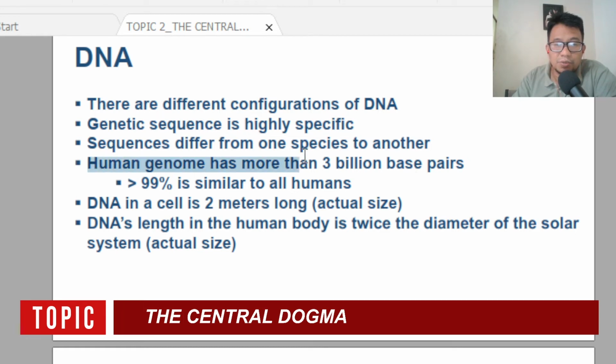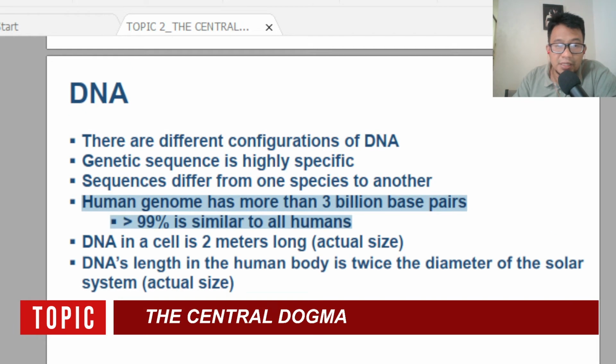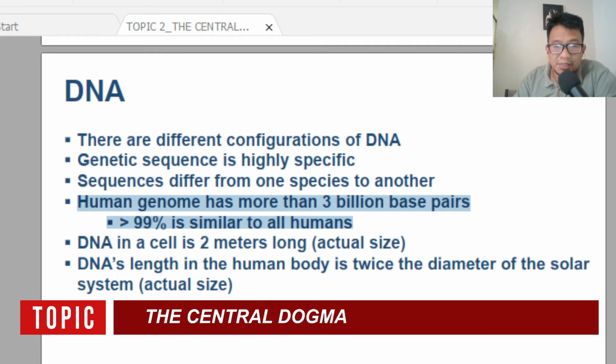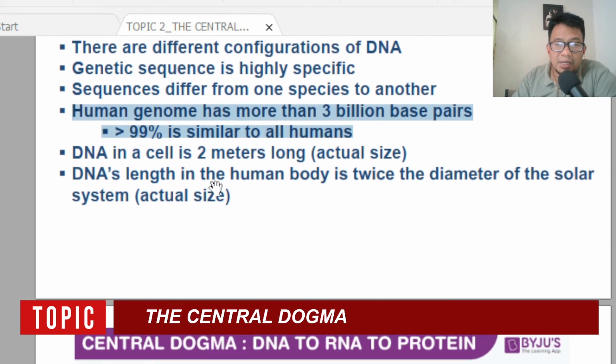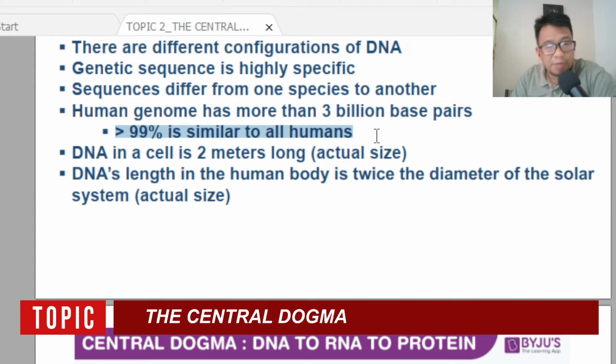And take note that the human genome has more than 3 billion base pairs, and more than 99% of that is similar in all humans. Okay? By the way, let me ask, are there people who are 100% similar, or 100% the same in their base pairs? The answer is yes. There are people who have 100% the same genetic components, and they are the identical twins. Again, identical twins, not the fraternal twins.